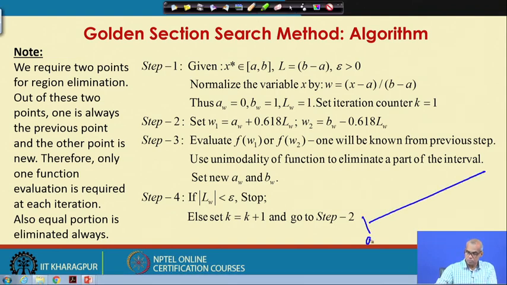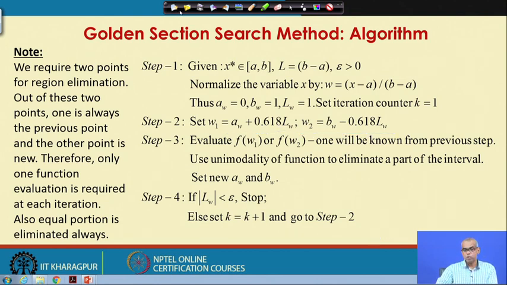Now you get point w1, which will be a_w plus 0.618 L_w, and w2 is b_w minus 0.618 L_w. You will get 2 points w1 and w2. You have to evaluate these points. That means you have to evaluate the functions at w1 and w2. Note that one will be known from the previous step.